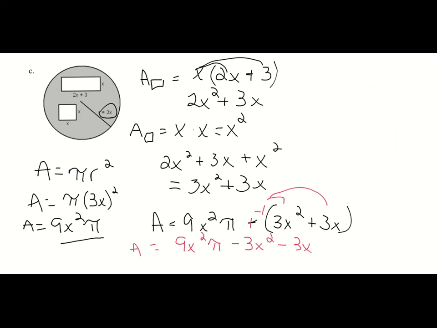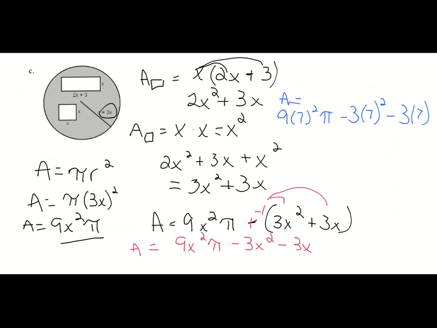Now, the last thing they want us to do is, again, to plug in that 7. So x equals 7 centimeters. So I'm going to go up here, I'll go to blue so you can see it. And I'm going to do 9 times 7 squared times pi minus 3 times 7 squared minus 3 times 7. Okay, so we know that 7 squared is 49, so 9 times 49, and then times pi. For pi, I'm going to use 3.14. You could use the pi button on your calculator, or 3.14.